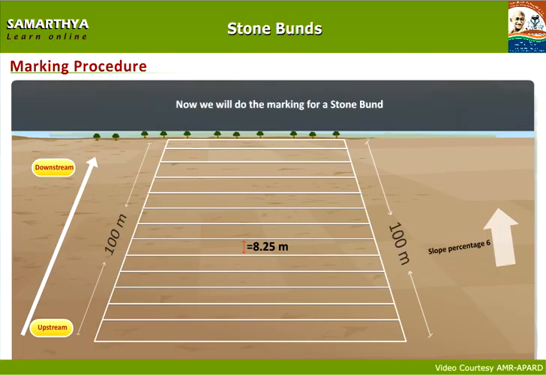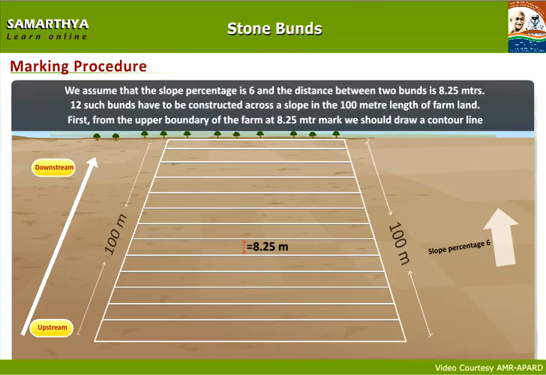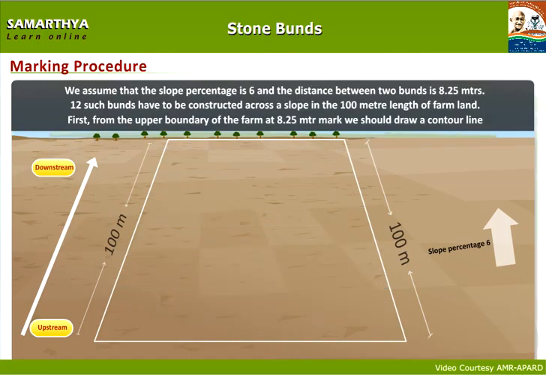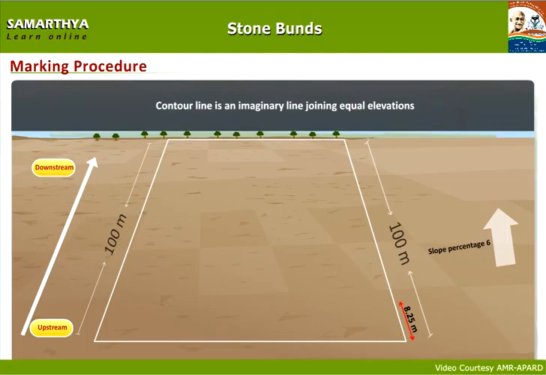Now we will do the marking for a stone bunt. We assume that the slope percentage is 6 and the distance between two bunts is 8.25 meters. 12 such bunts have to be constructed across a slope in the 100-meter length of farmland. First, from the upper boundary of the farm at the 8.25 meter mark, we should draw a contour line. A contour line is an imaginary line joining equal elevations.